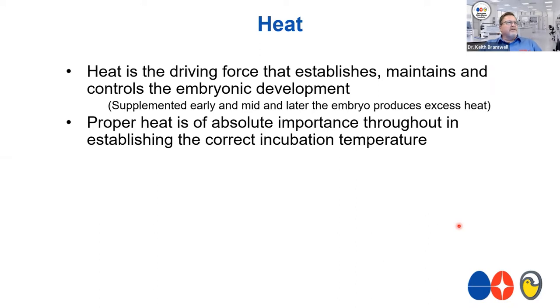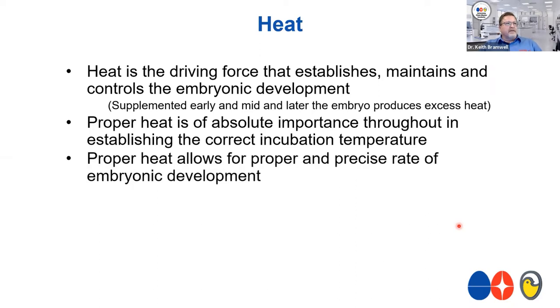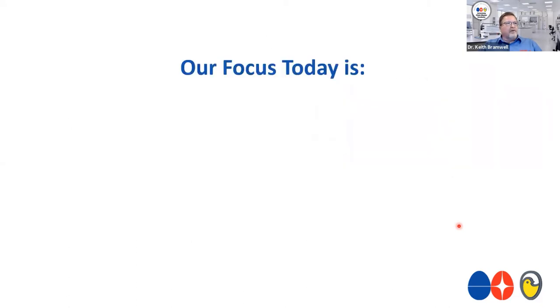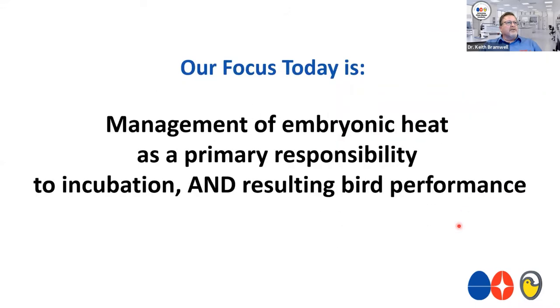But proper heat is of absolute importance to get the correct temperature. That proper heat allows for a proper and precise rate of embryo development, and it'll produce the quality chicks. Proper heat will produce that quality chick that we want, that platinum chick, that's going to get out in the field, whether it be broiler or layer, and perform well. So the focus today, as I move into embryonic heat, is that managing embryonic heat is the primary responsibility of incubation and resulting bird performance. Of course, we have to manage that heat, particularly in broilers.